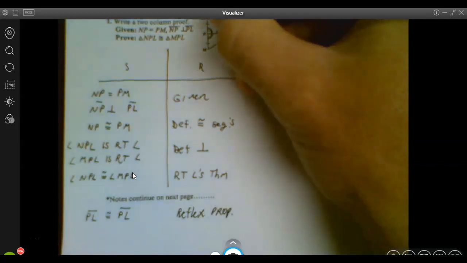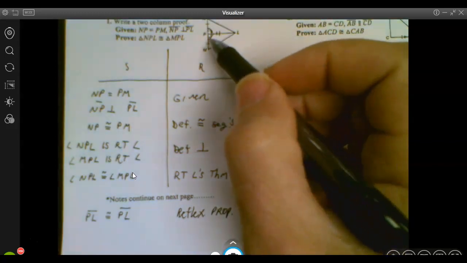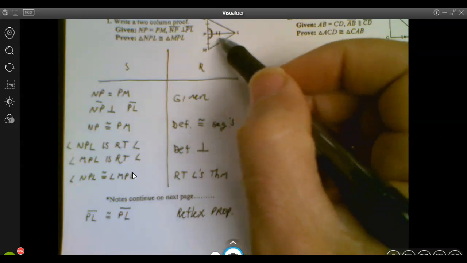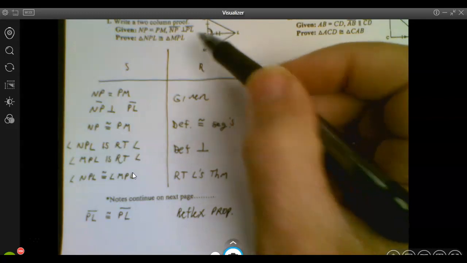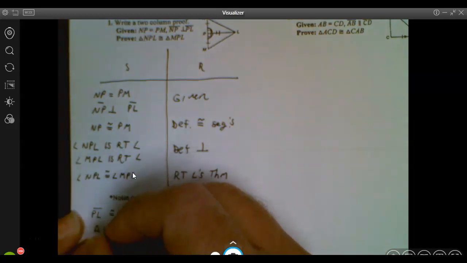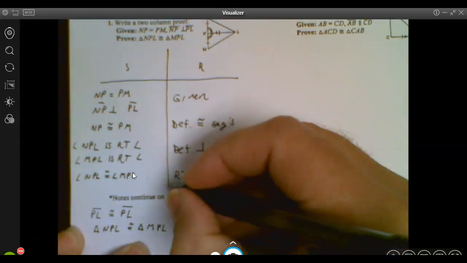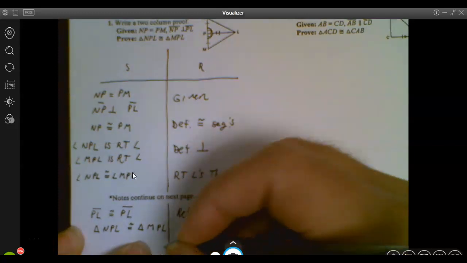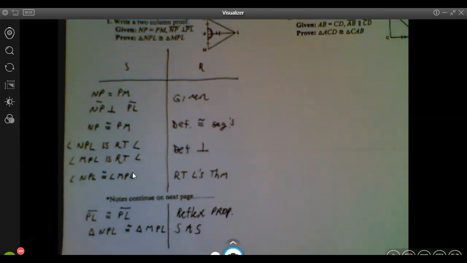And now if I mark that on my diagram, now look at the markings, right? If I look at either one of those triangles, I can see that I've marked two sides and the included angle on both triangles. Two sides and the included angle. Therefore, I can now say that triangle NPL is congruent to, and that reason is our new one. That is our side angle side shortcut, right? Postulate.